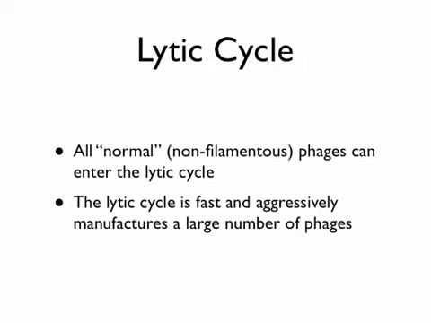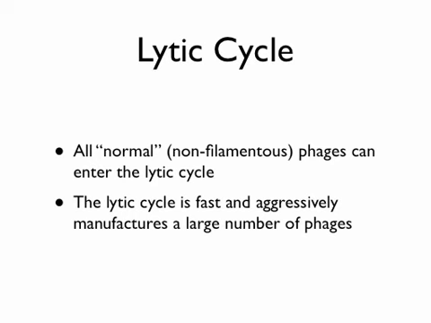So bacteriophages are nice and easy because they only have a few different types of life cycles. And the first one that I want to get into today is called the lytic cycle. So all normal phages, all non-filamentous phages can do the lytic cycle. So virulent phages and temperate phages can both do it. Virulent phages can only do the lytic cycle. They can't do anything else.